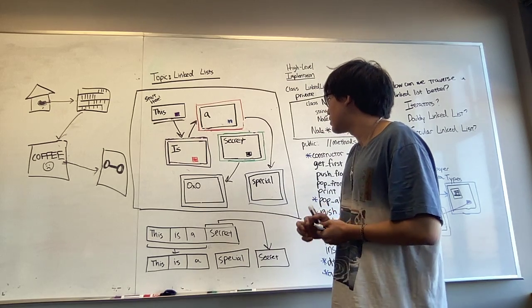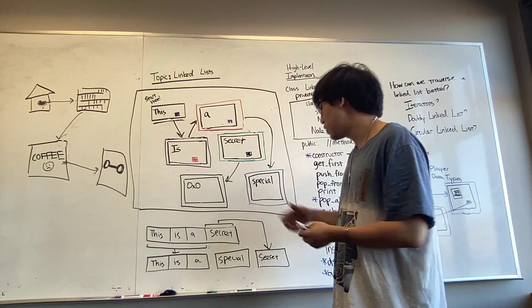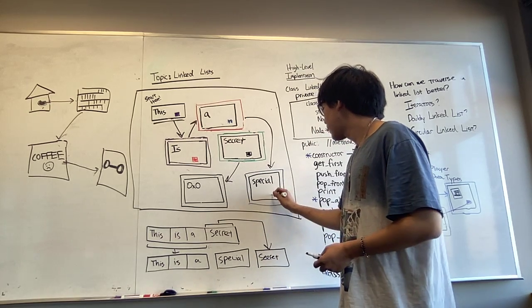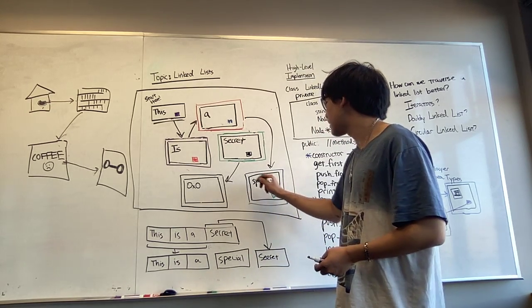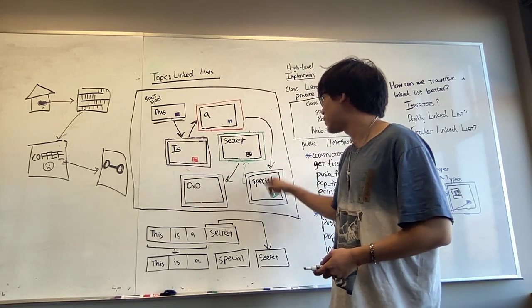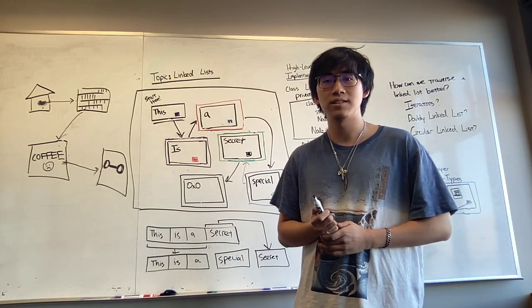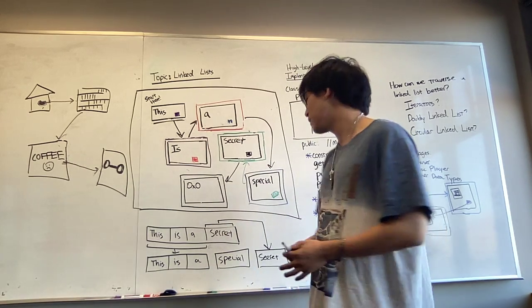And then in order to continue on from "special," now you have "this is a special." You want "special" to have a hint of green, and then that points to "secret." So now you have "this is a special secret." So just like that, you're able to insert a new value into the linked list. Now that is why we use linked lists.